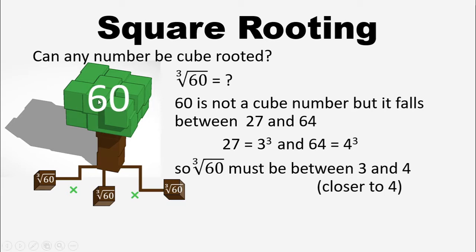Look at the number 60. Is it closer to 27 or is it closer to 64? It's only 4 less than 64, and it's 33 more than 27. It is much closer to 64. So a value between 3 and 4, don't say 3.5, it's definitely closer to 4.